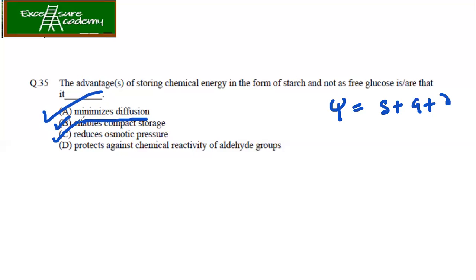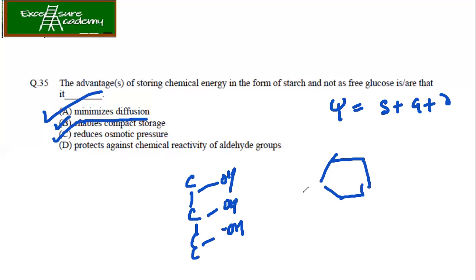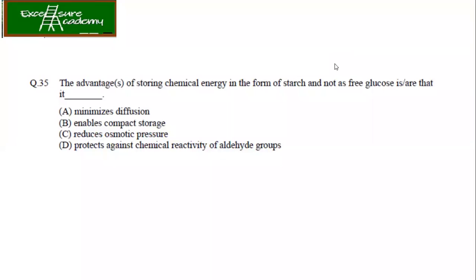Now, when open chain glucose is converted to cyclic glucose, carbon number 5 will react with the aldehyde group and form the cyclic conformation. This aldehyde group loses its reactivity because it gets bound with the carbon, so it protects against the chemical reactivity of aldehydes. If you have glucose in the open structure, it has many open reducing ends, but once it is in its cyclic form, it protects the chemical reactivity of the aldehyde group. So even this statement is true in the case of this question. I hope this was helpful. Let's move on to the next question.